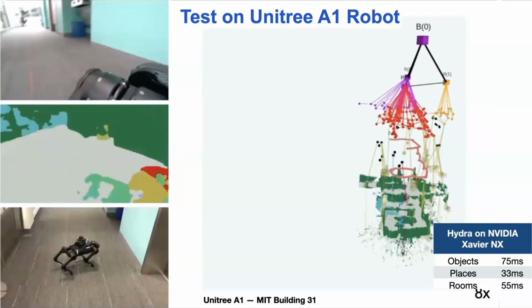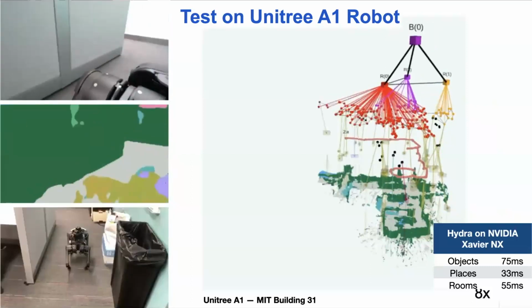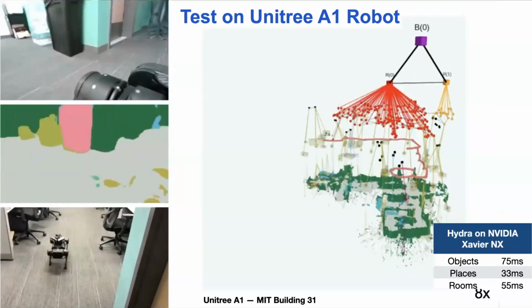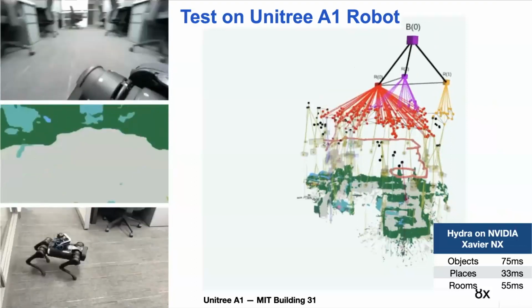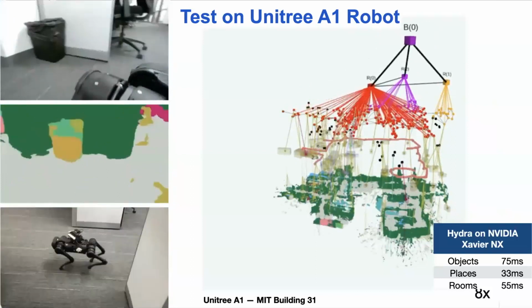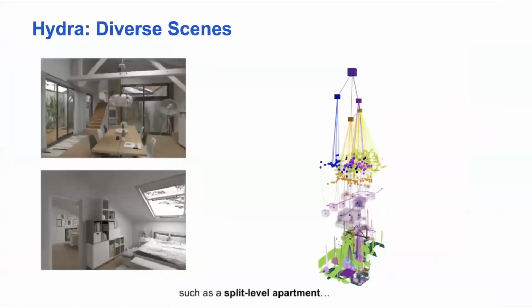It identifies a bunch of places nodes, which are free space, and then collects those places nodes. You can see the red places are collected as a room node R0, and the yellow places are connected as a room R1, and all of them are connected as a building. Okay, so this is cool.